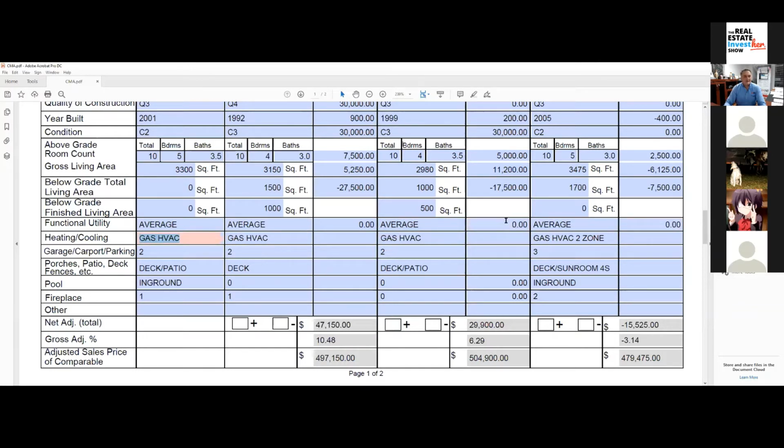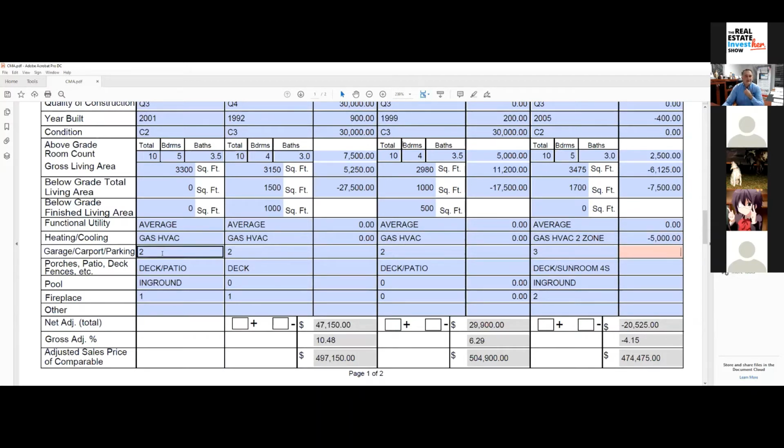So here's the gas HVAC system. Gas HVAC system, there's no adjustment, same thing. And there's no adjustment. And gas HVAC, 2 zone. Now, all of these have a 1 zone HVAC system, but this home has 2 zones. So I would give them $5,000 credit. Remember, the AC was $2,500 credit.